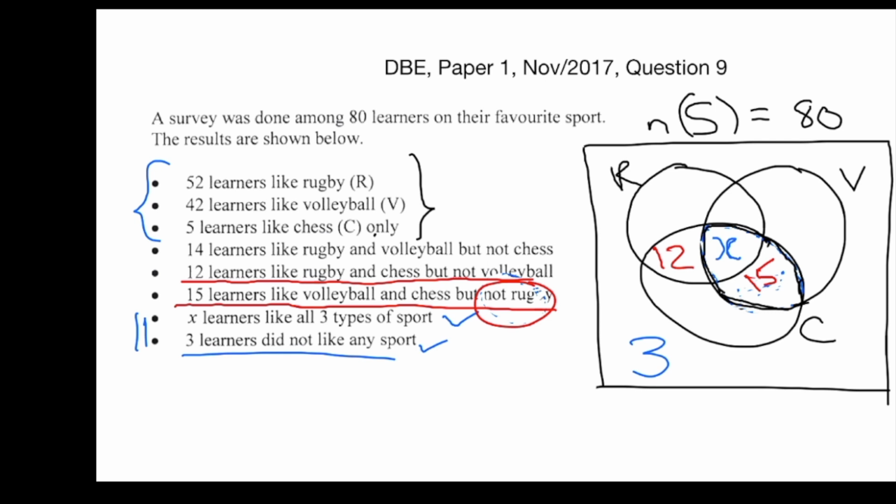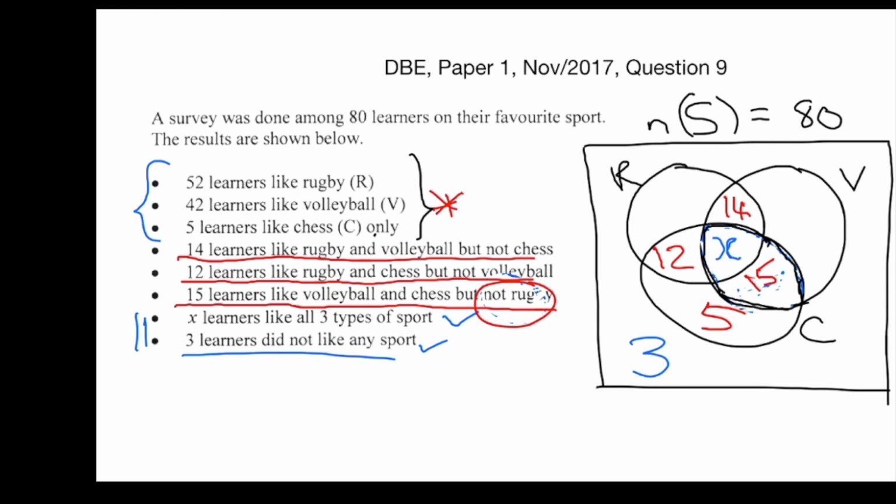Right. Then it says 14 learners like rugby and volleyball, but not chess. So we have our 14 there. Okay. Now we move on to those three statements there. We are given that 5 learners like chess only. So that's chess only, so 5 will come there.